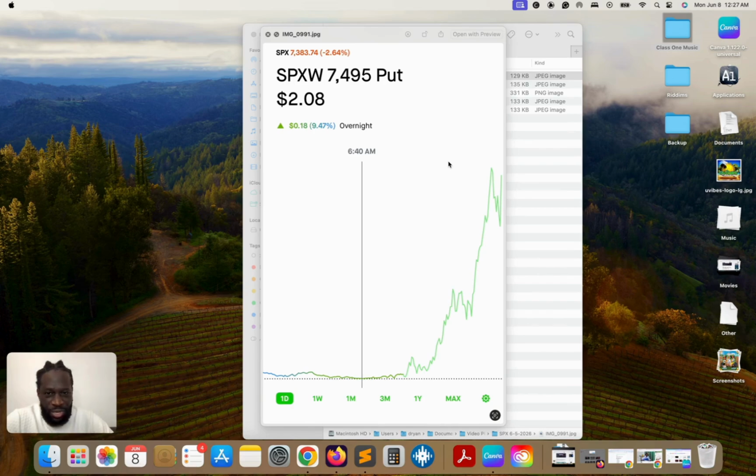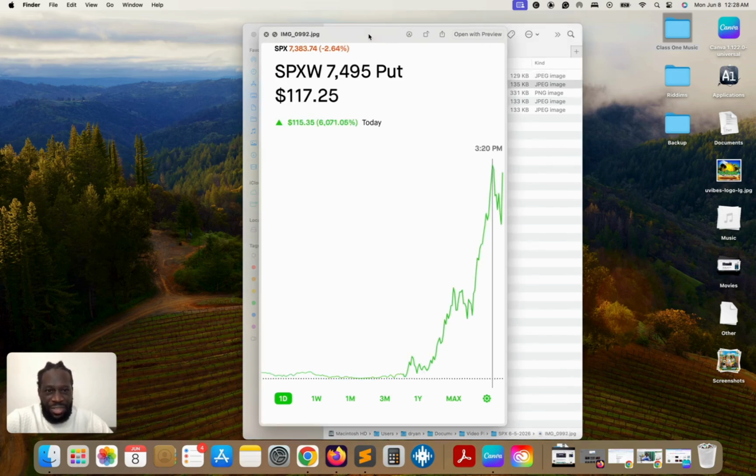So at some point before the market opened, around 6:40 in the morning, that option was worth around $208. At that time I was just about waking up, but I normally don't trade outside of market hours, at least not yet. On Robinhood I could trade outside of market hours, but I haven't started doing that yet. But anyways, this one option was worth $208.